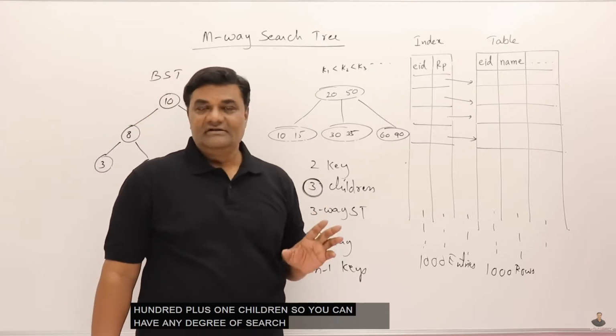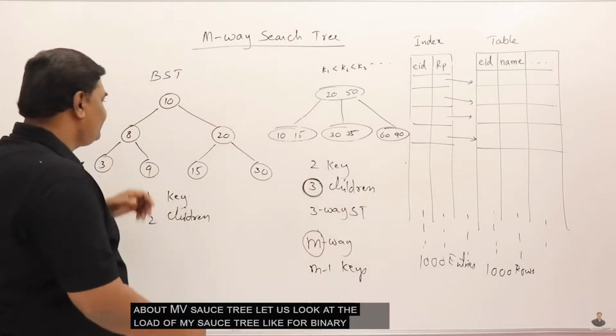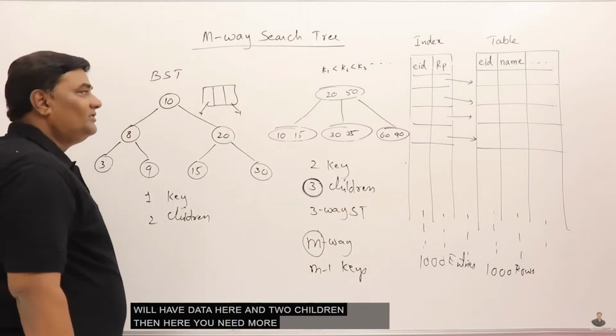So you can have any degree of search tree. This is about M-way search tree. Let's look at the node of M-way search tree. Like for binary search tree, how we prepare a node is, we will have data here and 2 children. Then here you need more number of children. So let me draw the node for this one.